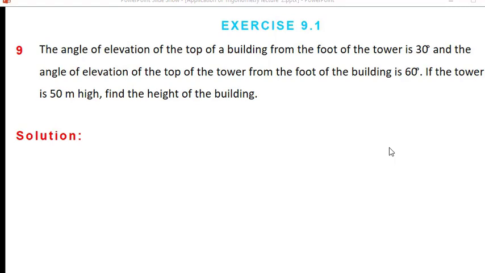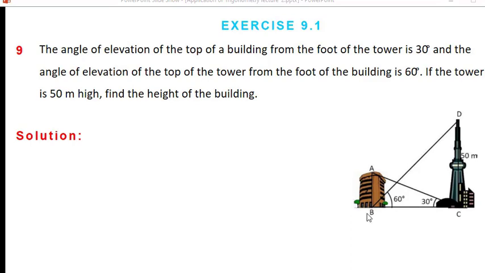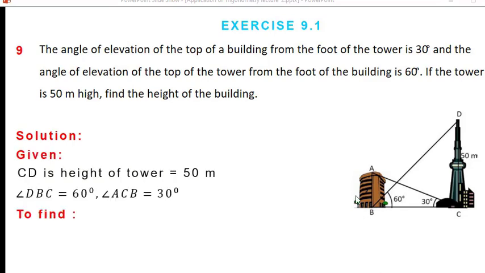Now we will first draw the diagram. This is building AB and this is tower CD. The height of the tower is given as 50 meter. Two angles are there, 30 degree and 60 degree. Two ratios we can define here, two unknowns we have to find out. We have to only find the value of AB, but for getting the value of AB we need to find the value of BC. So let us first write what is given and what to find out. We have to find the height of the building.